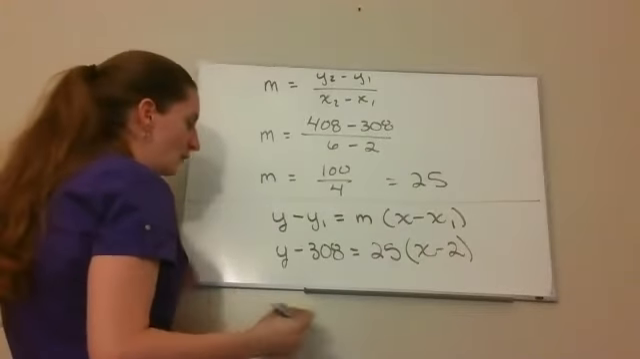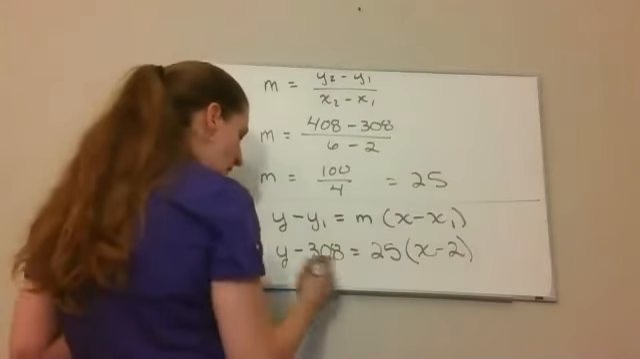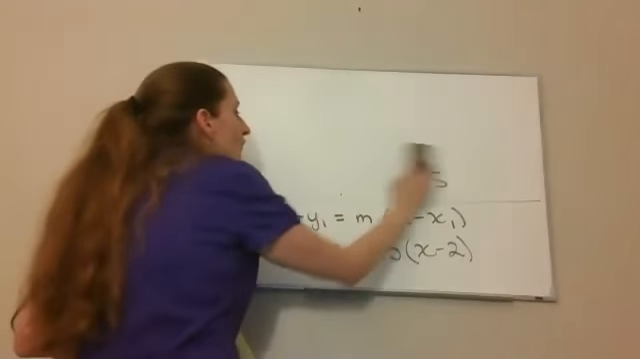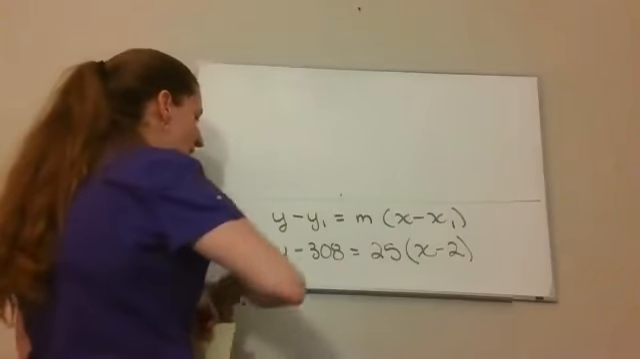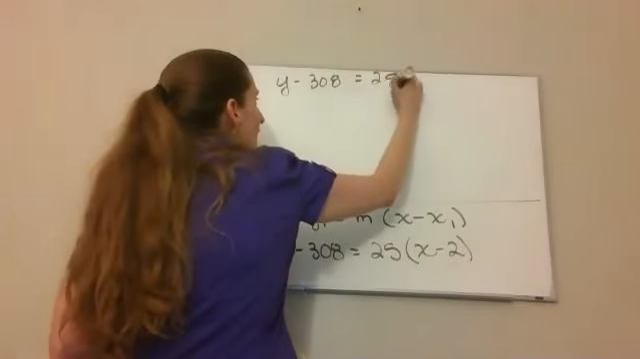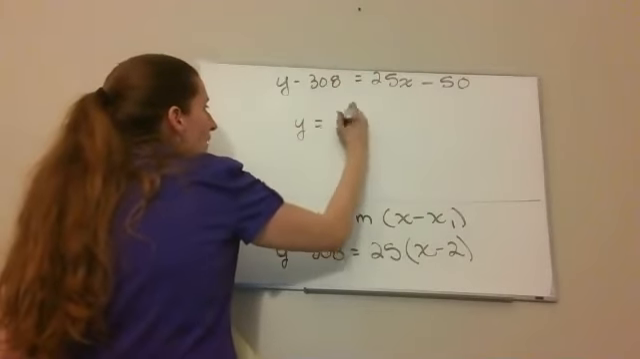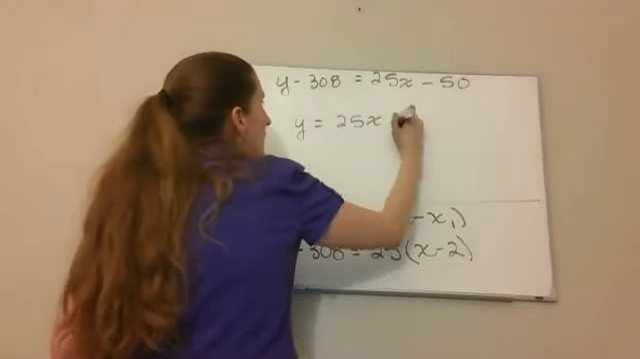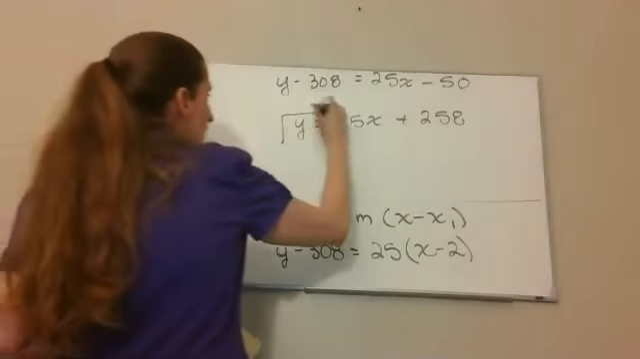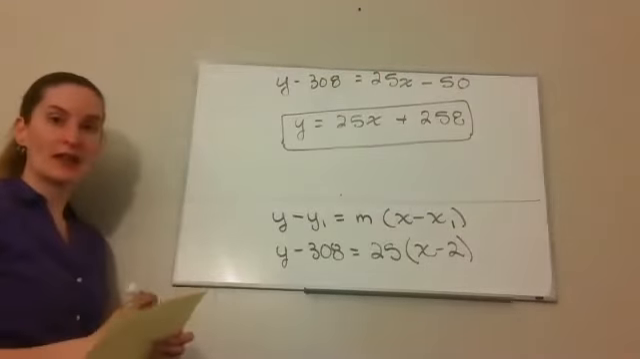And now, just because it's more common to write your answer in slope-intercept form, let's do that. We're going to distribute that 25. So when I distribute my 25, we will have y minus 308 equals 25x minus 50. And then I have to add 308 to both sides. So I get that y is equal to 25x plus 258. That is my linear equation relating x and y.